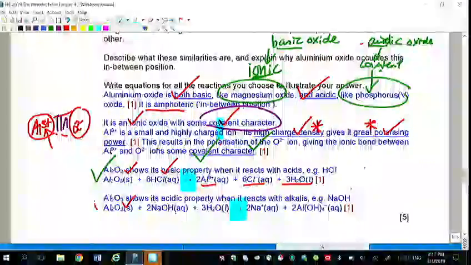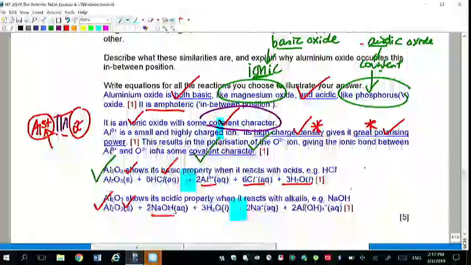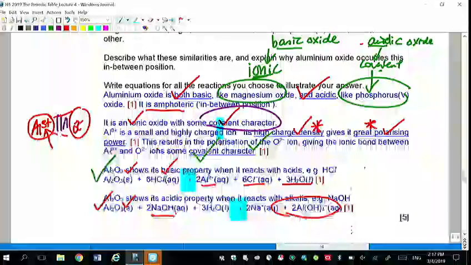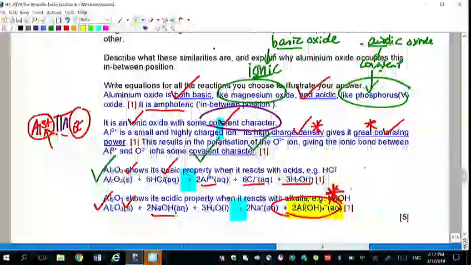Acting as a base, it reacts with sodium hydroxide. Take note, the product formed is Al(OH)4-. During lecture, I told you to pay special attention to this product, so take note.